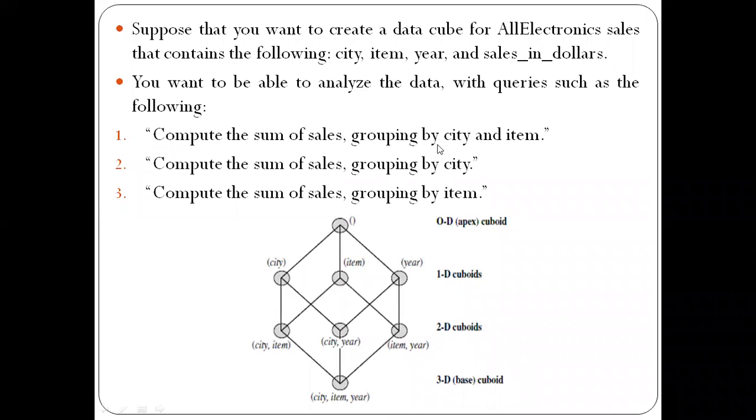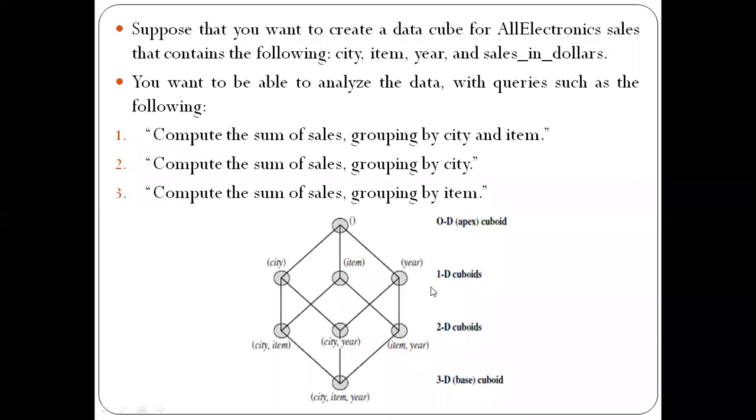Now the thing is, how many total cuboids will be there in that data cube? A cuboid stands for one group by operation. If you have got 3 dimensions here, city, item, and year, the total number of cuboids present in a data cube will be equal to 2 raised to 3. So if there are 3 dimensions, 2 raised to 3 is nothing but 8 cuboids present in this data cube. Just see here: 1, 2, 3, 4, 5, 6, 7, and then 8. Totally 8 cuboids we have got in this data cube. If there are 4 dimensions, then there will be 2 raised to 4 cuboids, that is 16 cuboids present in the data cube.